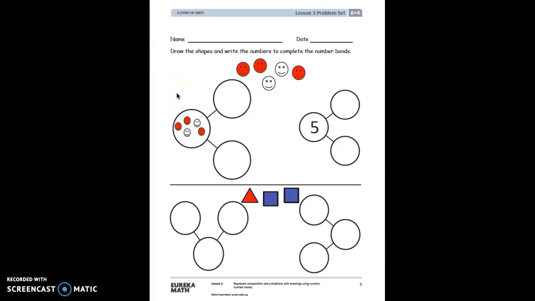Hi, boys and girls. For this activity, you're going to do the Lesson 3 problem set. The first thing that you're going to want to do is write your name on the top of your paper with a pencil. Pause the video and do that.